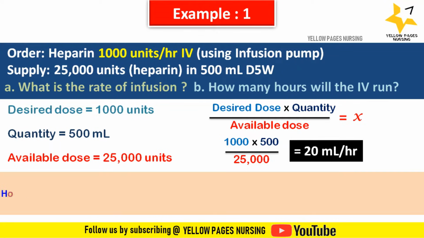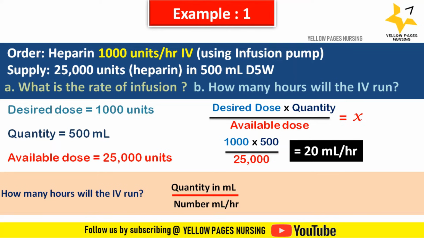How many hours will the IV run? The formula will be quantity in ml divided by the rate, that is ml per hour, which gives 500 divided by 20, and the answer will be 25. So the IV runs totally for 25 hours.